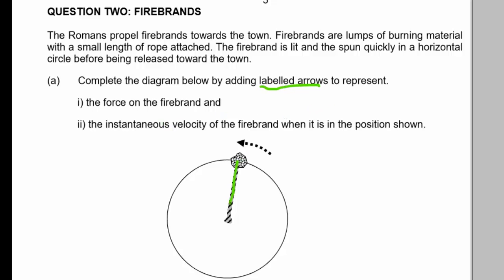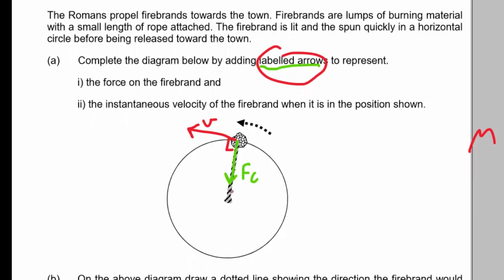So the force is always centripetal, so Fc, and instantaneous velocity, which is always at 90 degrees. Okay, that there is worth a Merit. The number of people that didn't do labelled arrows was crazy.